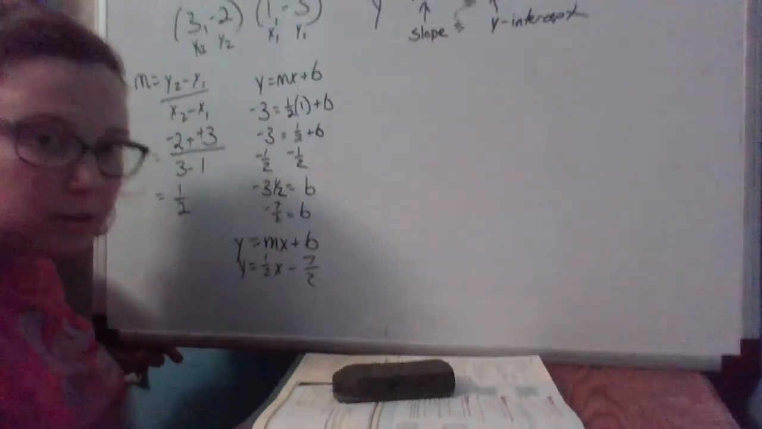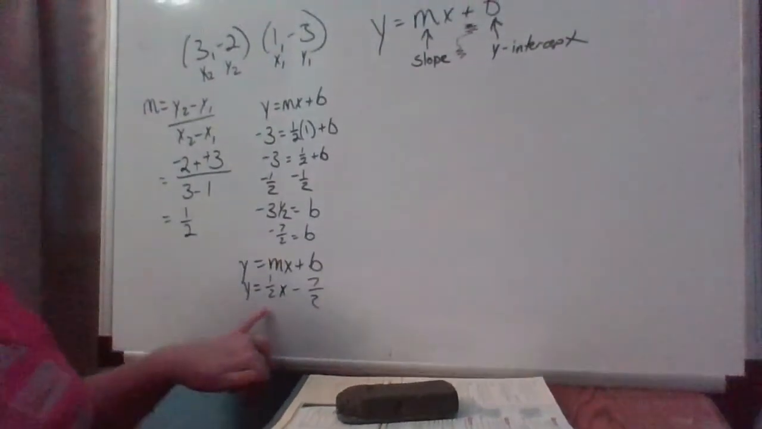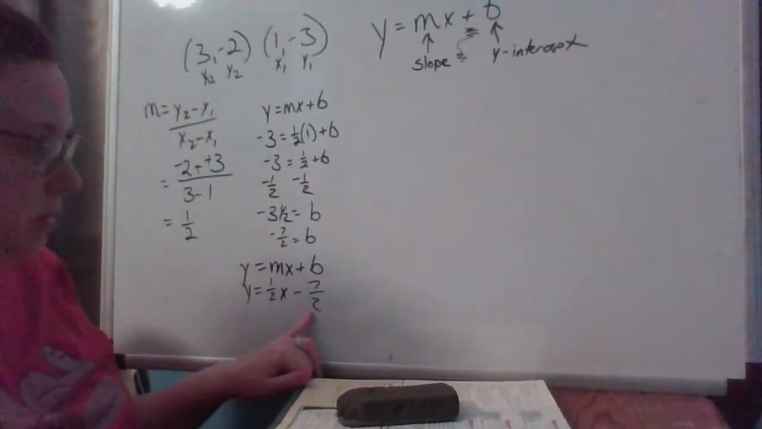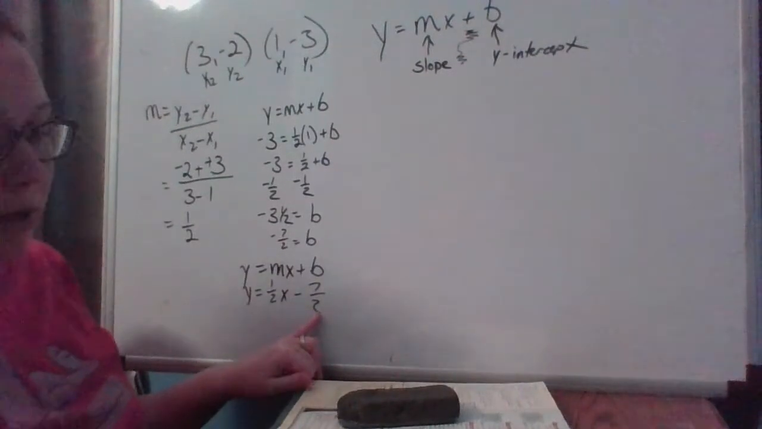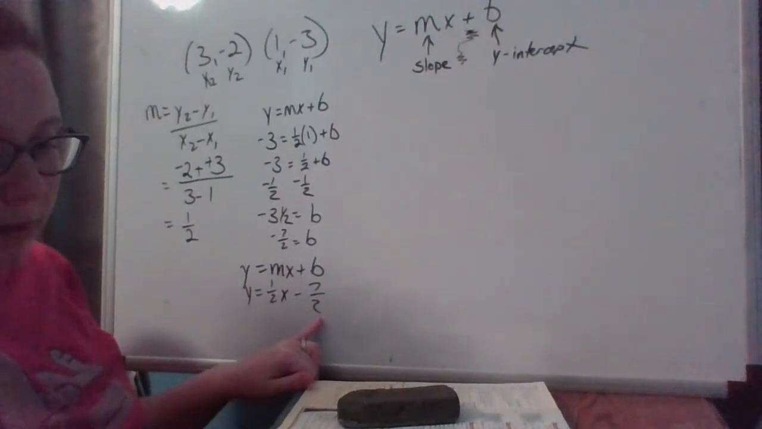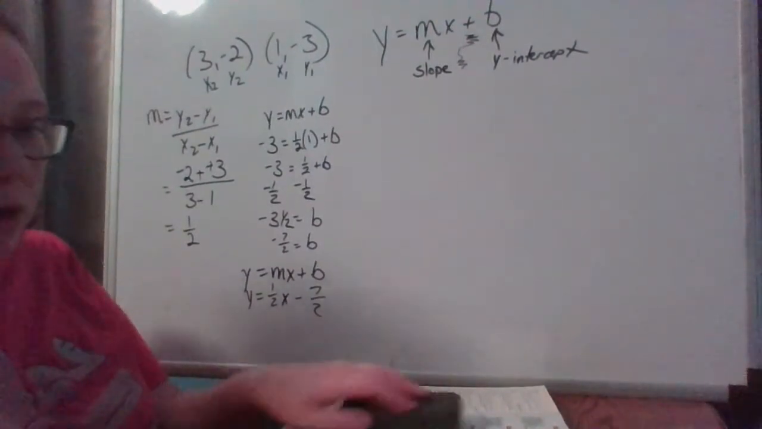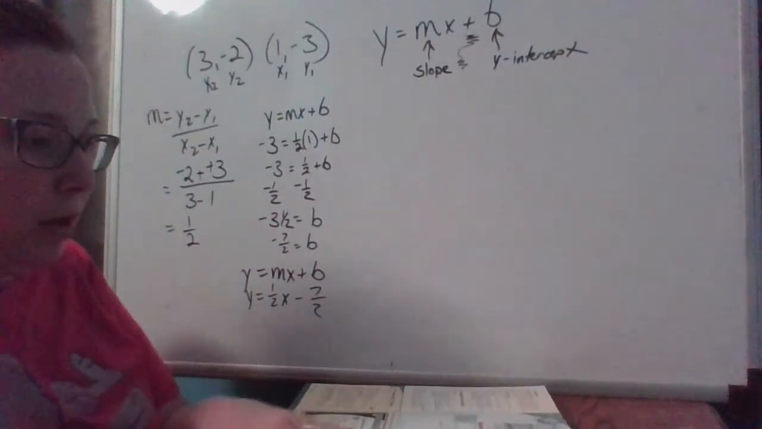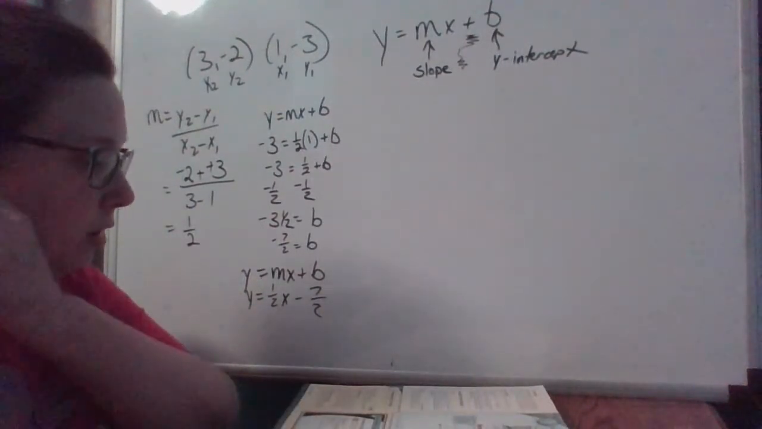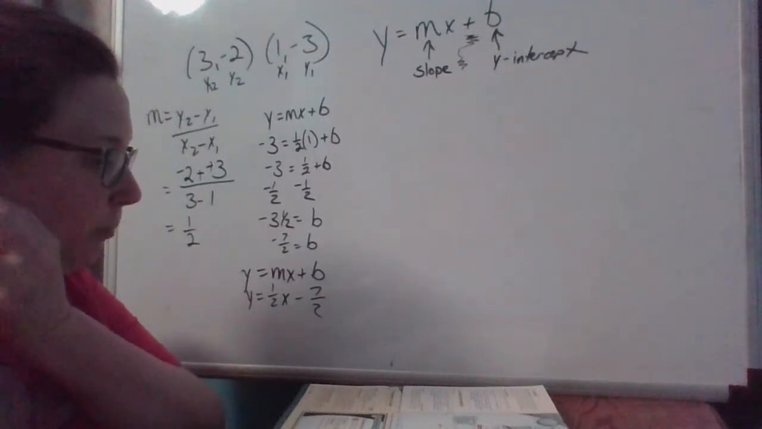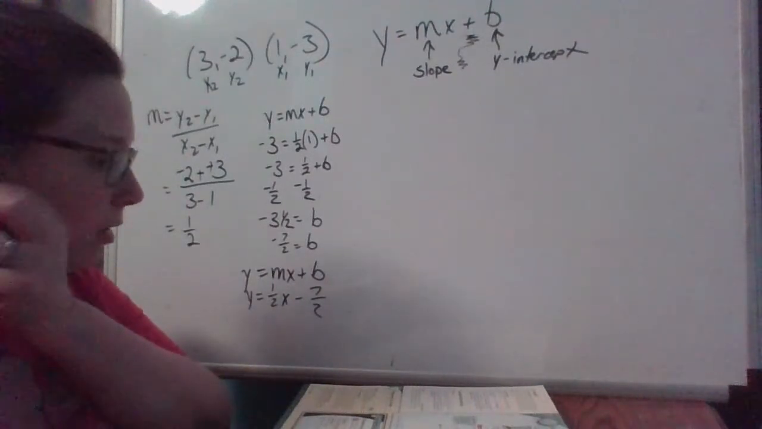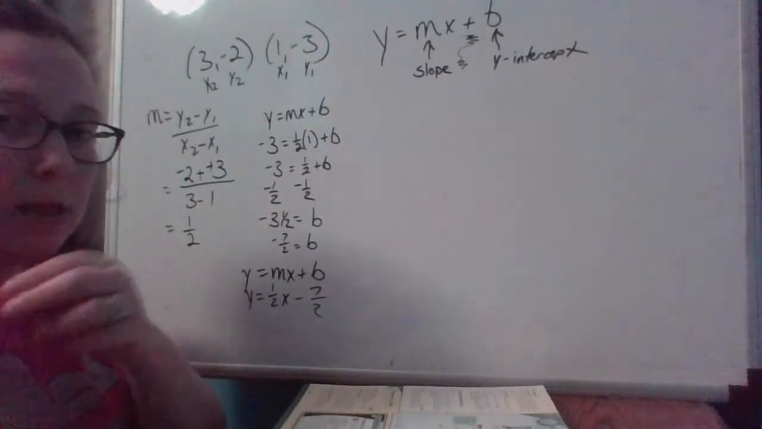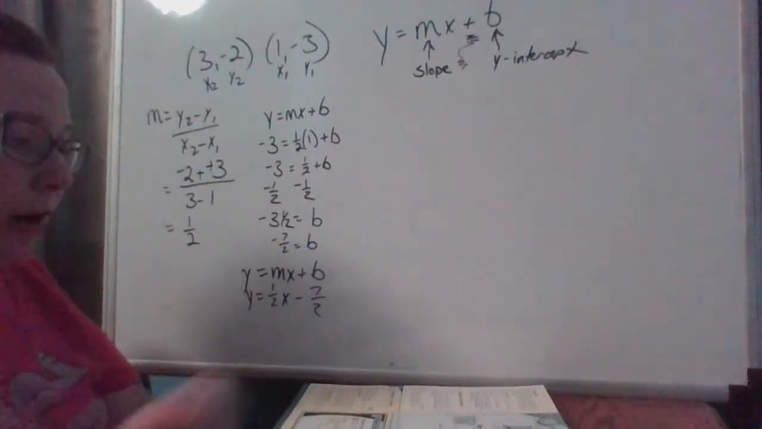Sure, you guys can see that. So y equals 1/2 x minus 7/2. That is our answer for Got It 4. We are going to move on to part B here, just because part B doesn't add a whole lot more. So in part B, they have given us an equation and we need to graph.